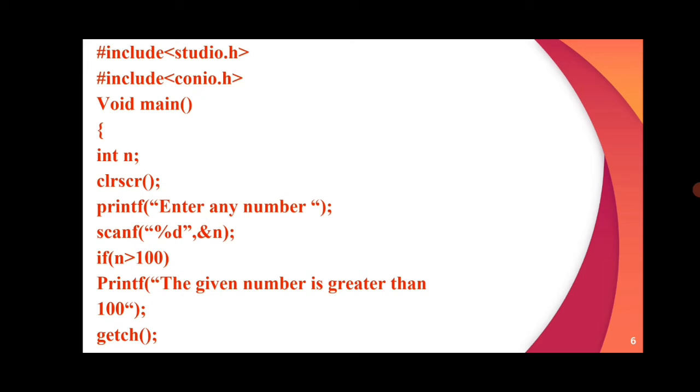Then, if n is greater than 100: the number entered by the user is taken by the compiler and substituted in this condition. If the given number is greater than 100 and this condition is true, the compiler displays the message which is enclosed in these double quotations. Shall we go to the output?